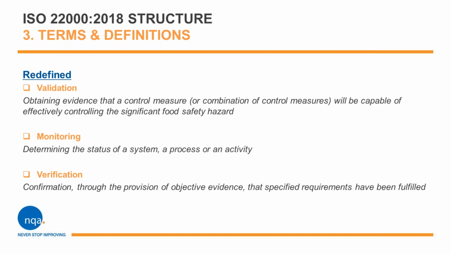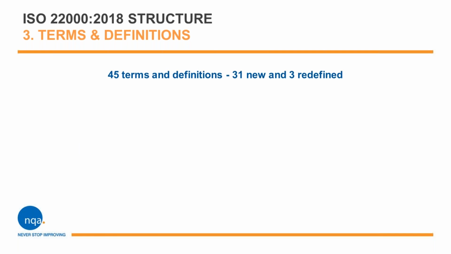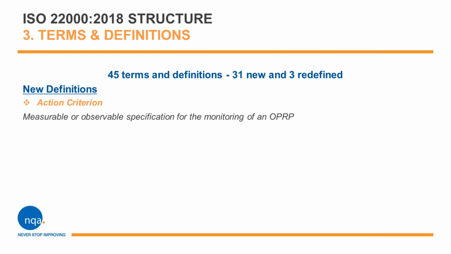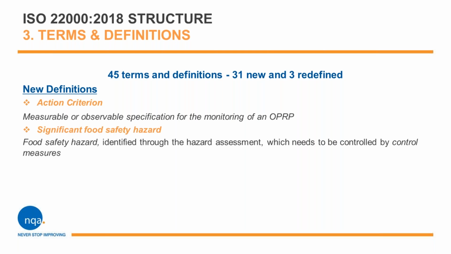So monitoring, CCP, and OPRP were redefined, and also 31 new terms are now included in the standard in this version. So we have action criteria. As we said, it's action criterion or action criteria: a measurable or observable specification for the monitoring of an operational prerequisite. Then significant food safety hazard: a food safety hazard identified through the hazard assessment, which needs to be controlled by control measures. Only control measures for significant food safety hazards.